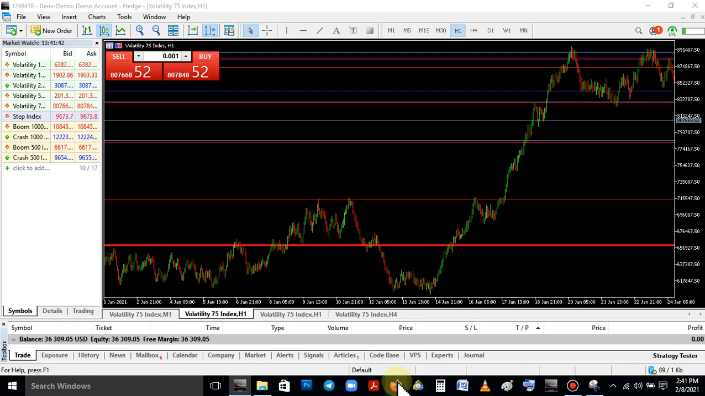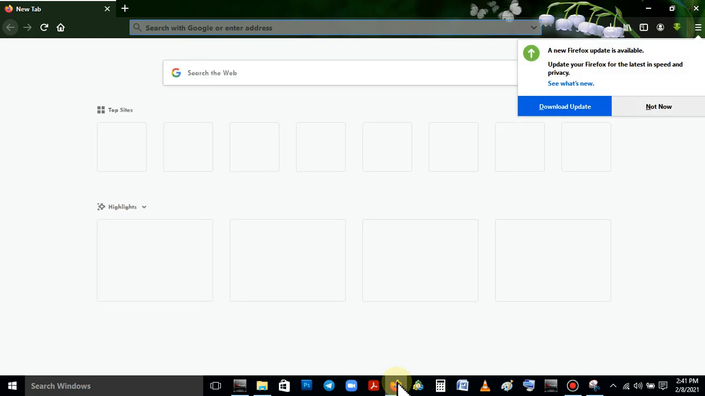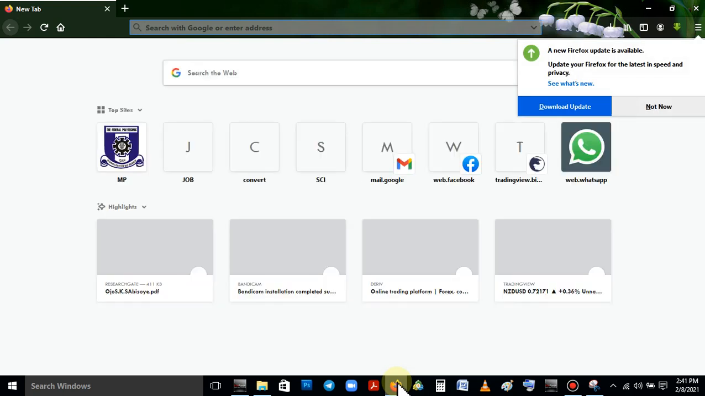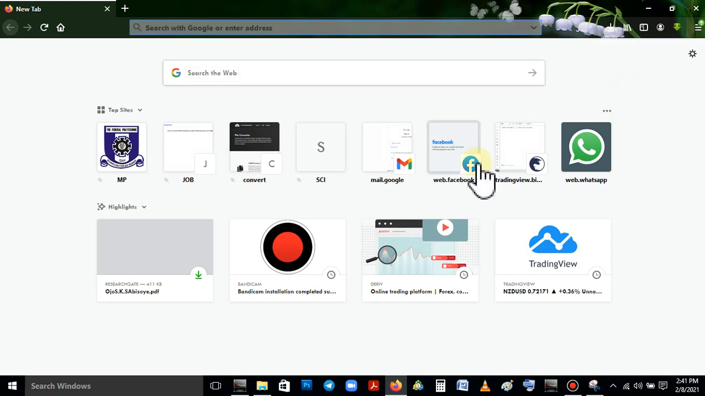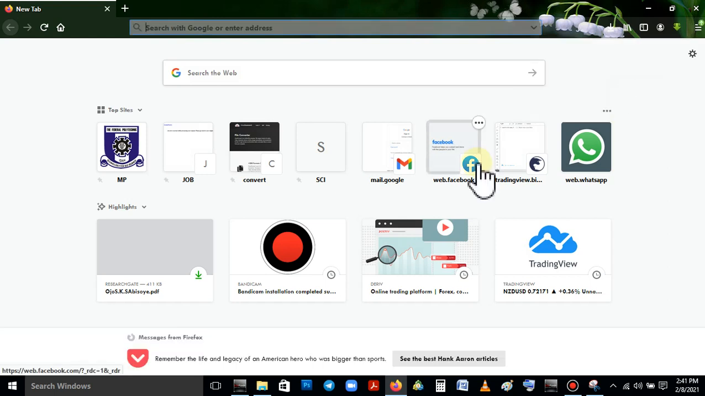So I should be expecting 6 pictures each for a pair. That, I mean, for an instrument, 6 for volatility 75, 6 for the other one, right? 6 for volatility 75, 6 for volatility 51s, then 6 for step index.